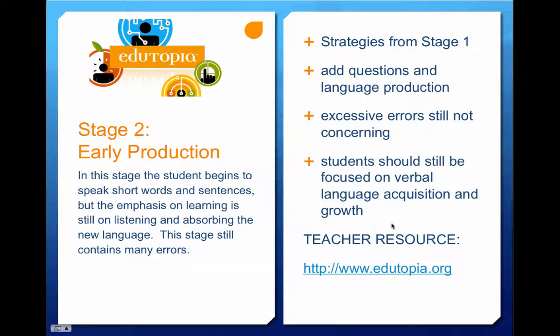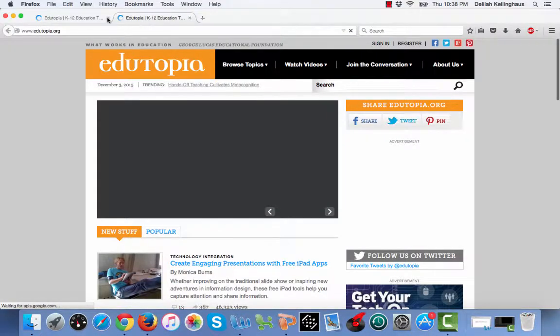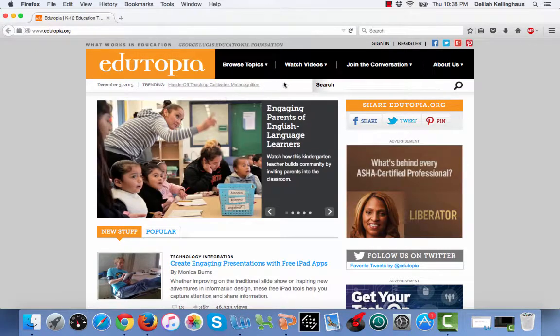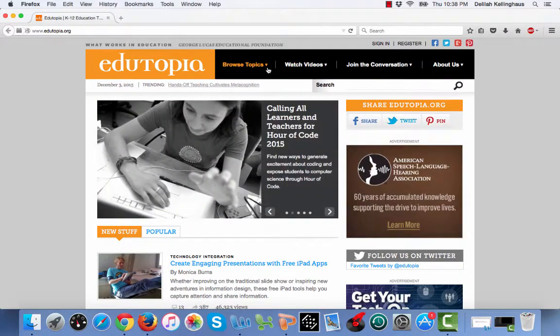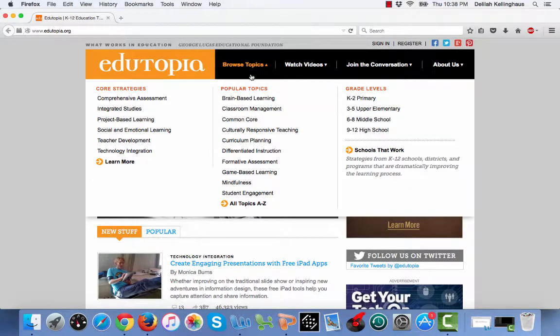A great resource for this production stage, a great resource for teachers, a great resource for English language learners is a website called Edutopia. Edutopia offers many resources. There are video resources, which are great for students at this level. There are lots of topic resources, so you can browse topic resources, everything from brain-based learning, Common Core, to game-based learning. So these are lots of great resources for many different levels.